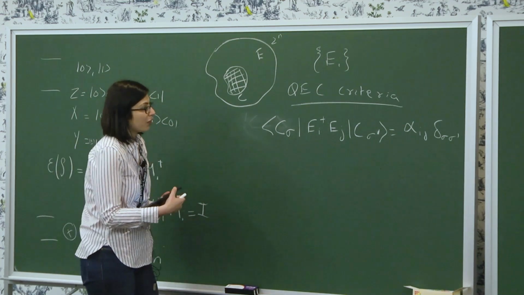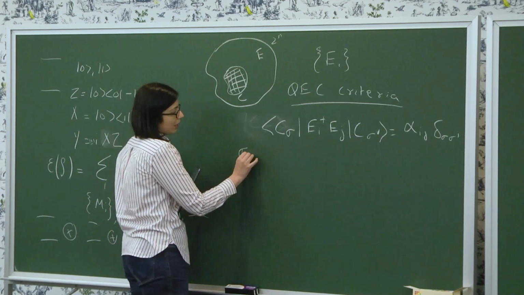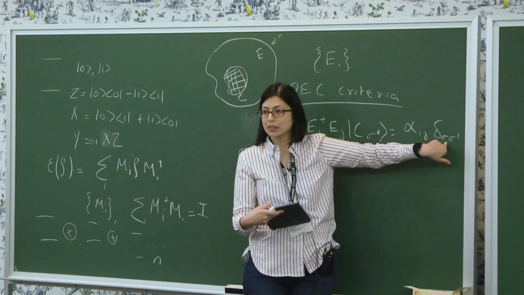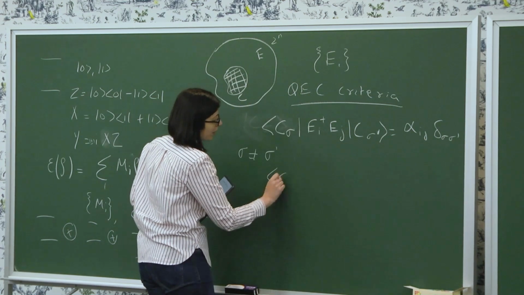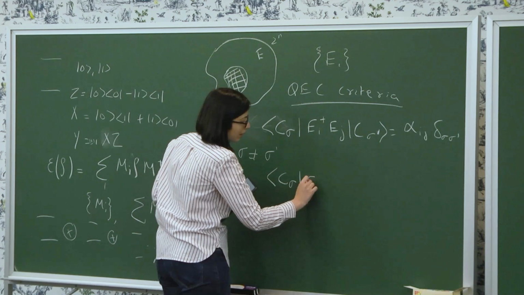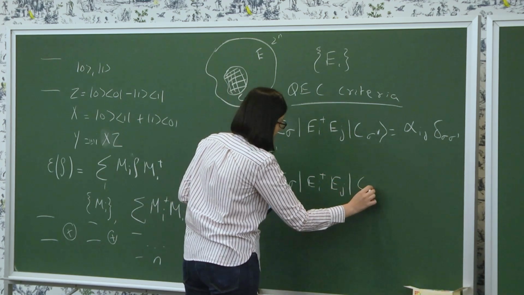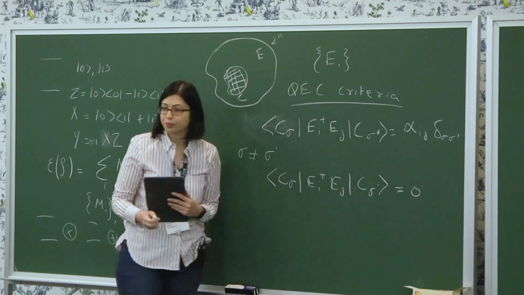Right, so let me explain what this criteria actually means. Let's first assume the case where sigma is not equal to sigma prime, because of which this delta becomes 0. So what it says is that when sigma and sigma prime are different, then this must be equal to 0.